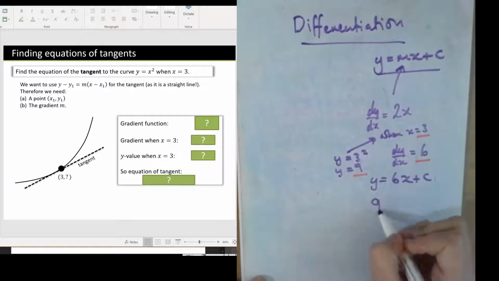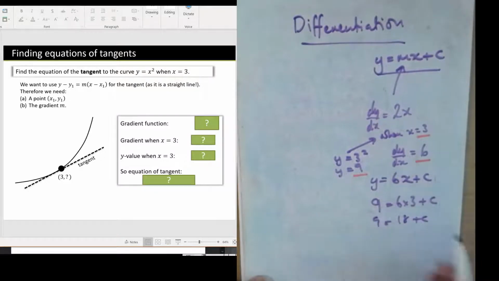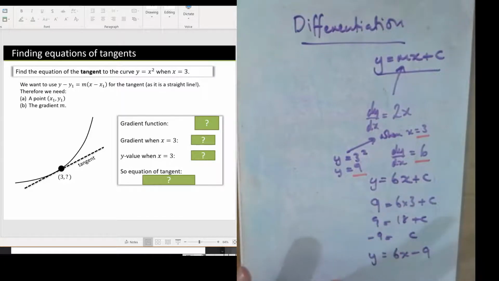So I'm saying y equals 9, this would be 6 times 3 plus c. This would be 18, that's 9. Okay, so c equals negative 9, so y equals 6x, take away 9. Okay? Hopefully that made sense. Not anything too much to worry about right there.